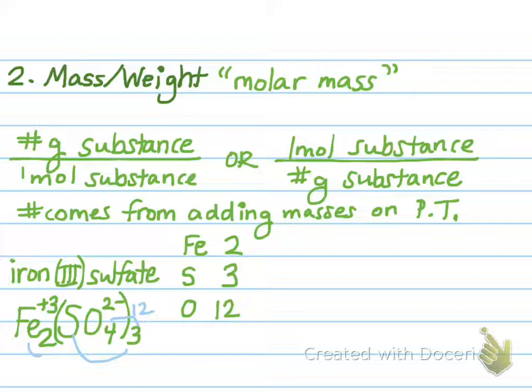Iron's mass is 55.845, so I'm going to say it's 55.8. Sulfur's mass from my periodic table is 32.065, so I'm going to say it's 32.1. And oxygen's mass is 15.999, so I'm going to say it's 16.0.